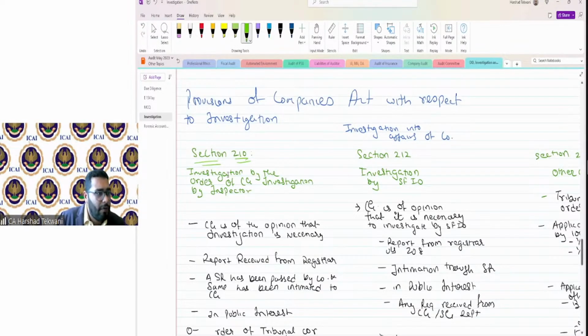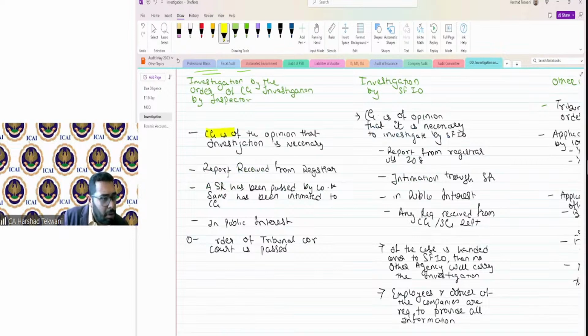So when the central government is of the opinion that investigation is necessary, a report is received from the registrar, a special resolution has been passed by the company, or in the public interest, then investigation can be carried out under section 210.